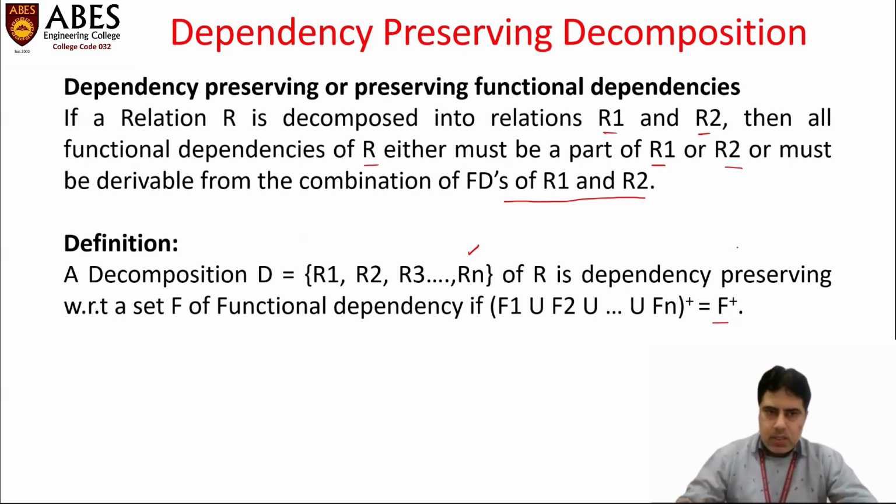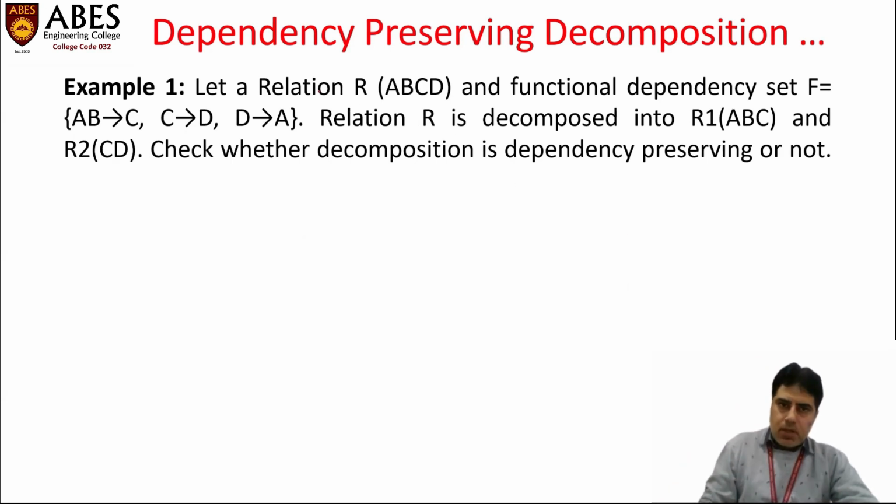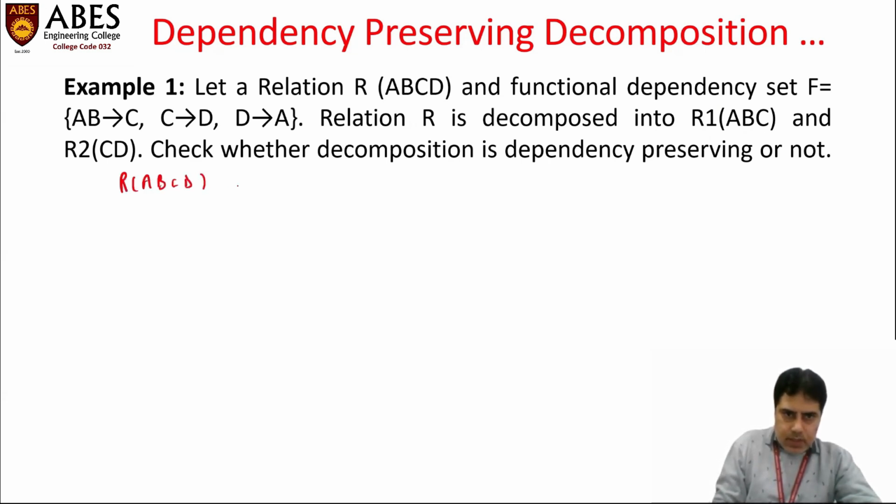So let us understand this concept with an example. Let a relation R have attributes A, B, C, D, and functional dependency set F equal to AB determines C, C determines D, and D determines A. Relation R is decomposed into R1 with attributes A, B, C, and R2 with attributes C, D.